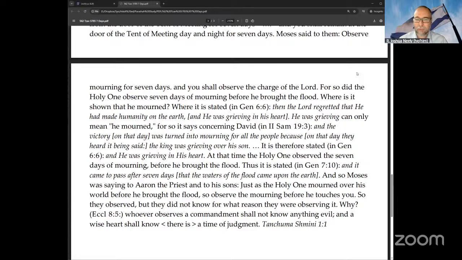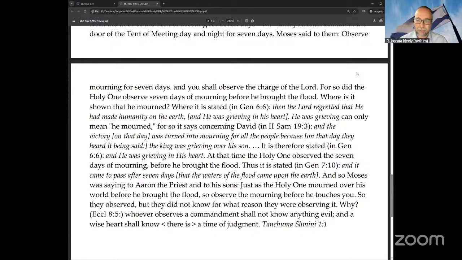And so Moses was saying to Aaron the priest and to his sons, just as the Holy One mourned over his world before he brought the flood, so observe the mourning before he touches you. So they observed, but they did not know for what reason they were observing it. Why? Well, whoever observes a commandment shall not know anything evil, and a wise heart shall know there is a time of judgment.